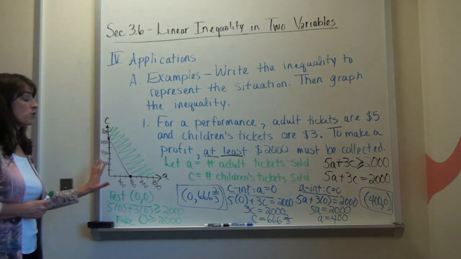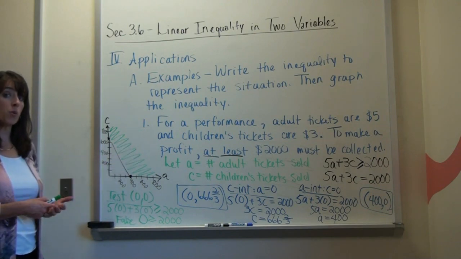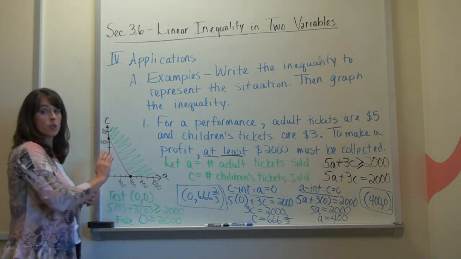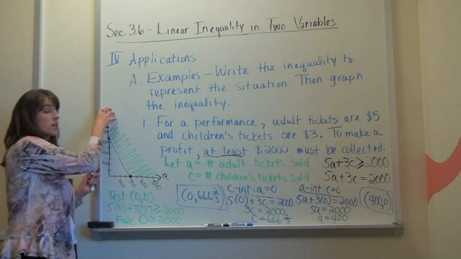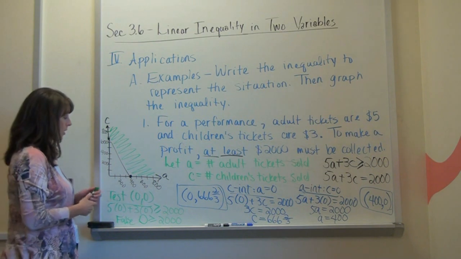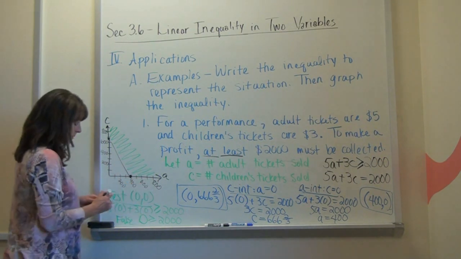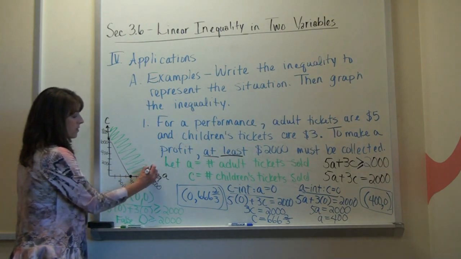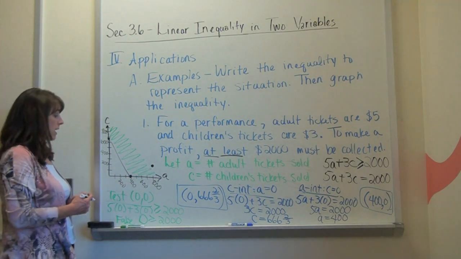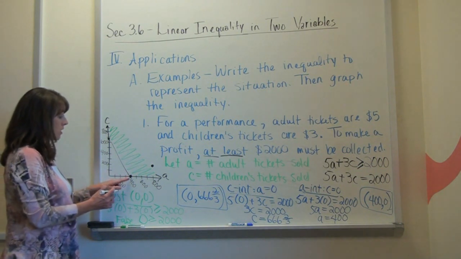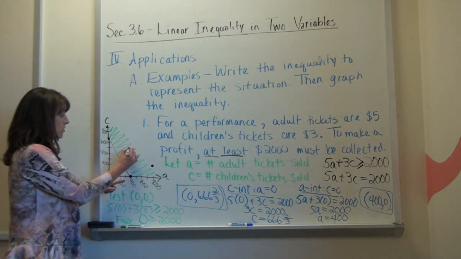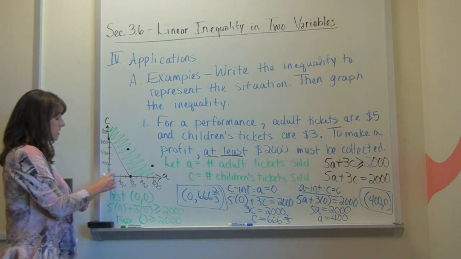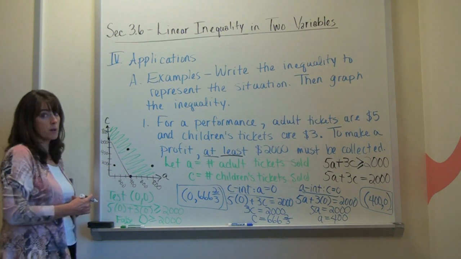And so this is a picture representation of everything that will allow us to make a profit. Remembering that everything up here that's shaded in green, these are the children ticket and adult ticket combinations that will work. If I choose to, let's say I want to sell 800 adult tickets and 200 children's tickets right here, I'll make a profit. That will be okay. If I want to sell 400 adult tickets and 500 children's tickets, that will work, I'll make a profit. But if I want to sell 100 adult tickets and 200 children's tickets, I will not make a profit.